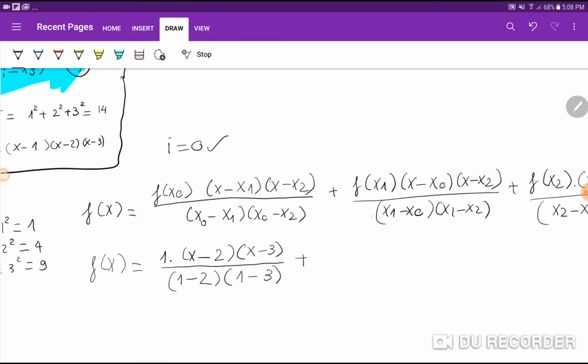plus f of x1 is 4 times x minus 1, x minus 3 over x1, which is, can anyone remind me?